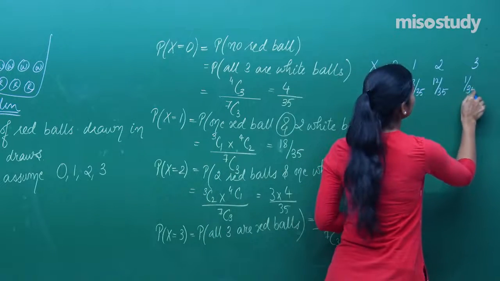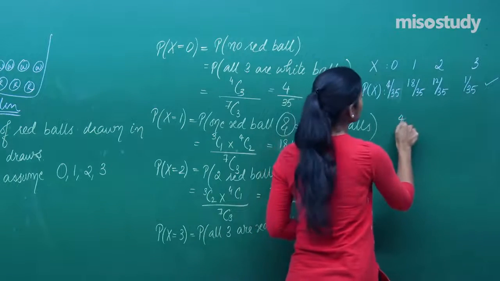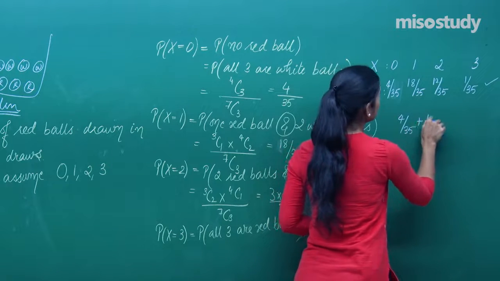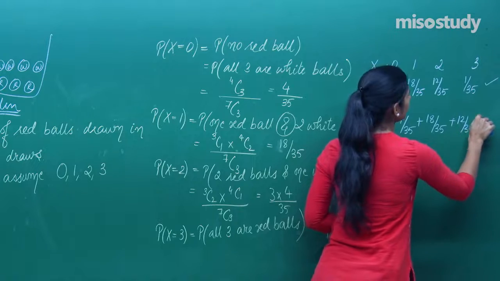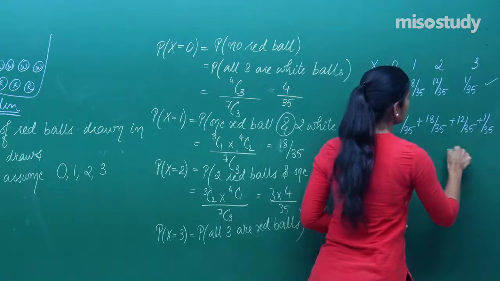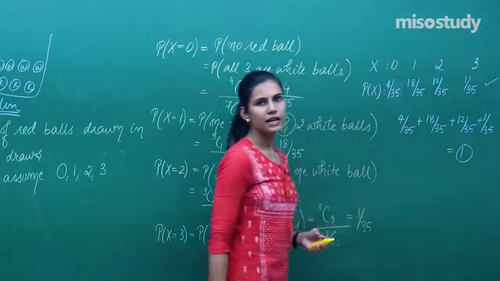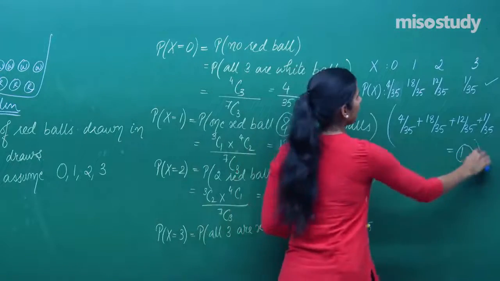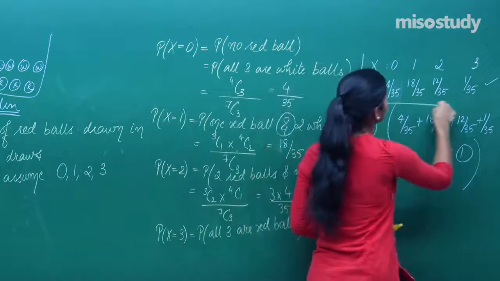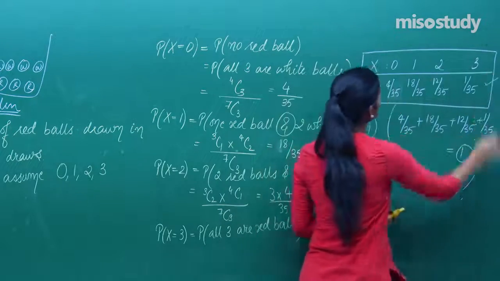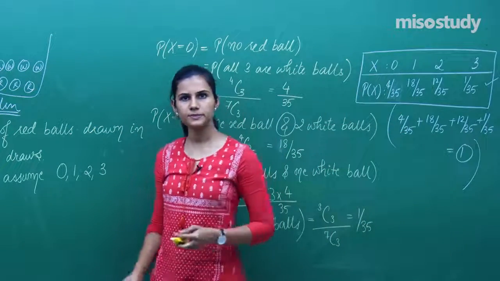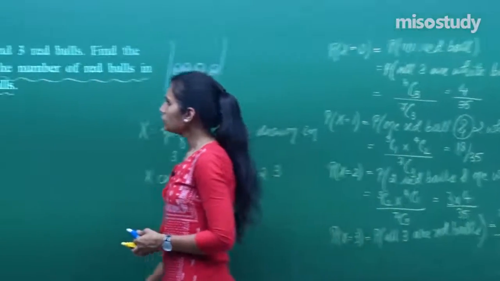You can clearly see this is your probability distribution because 4 by 35 plus 18 by 35 plus 12 by 35 plus 1 by 35 is 35 by 35, which is 1. And therefore, this is your required probability distribution of capital X. Cool? Let's watch out for the next question.